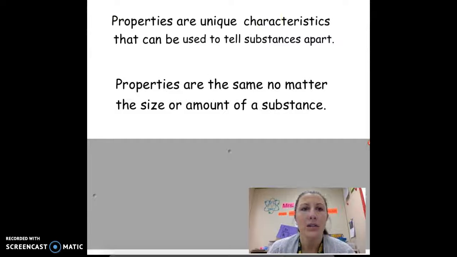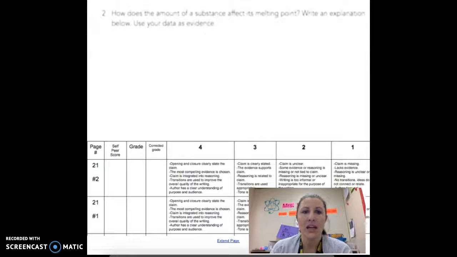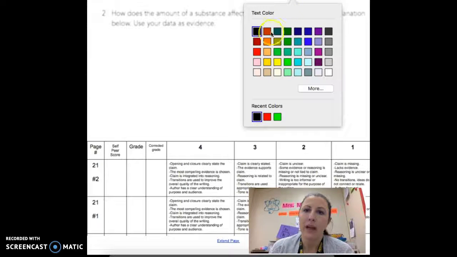Okay, so on to the next page. Here is the question I'm going to answer. How does the amount of a substance affect its melting point? Write an explanation below. Use your data as evidence. I'm going to color code my writing just because I always do. I'll write my claim in red.